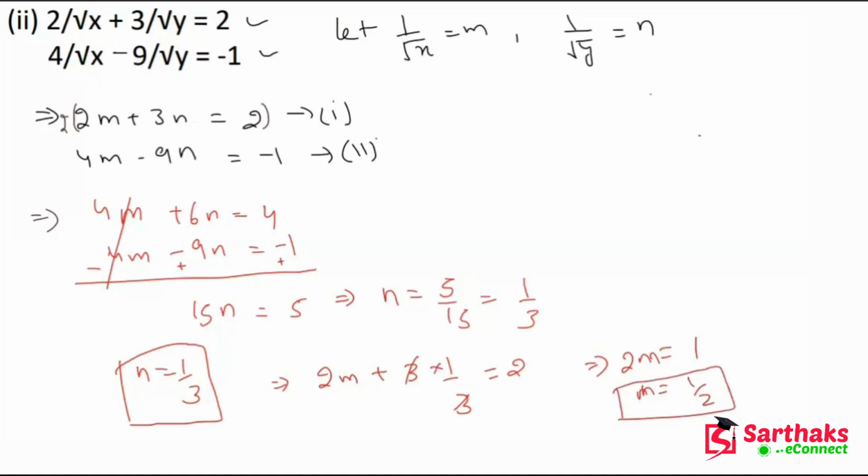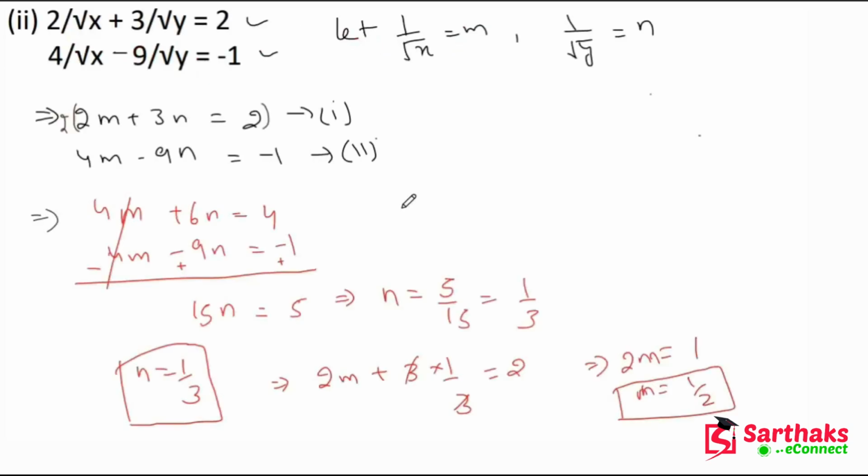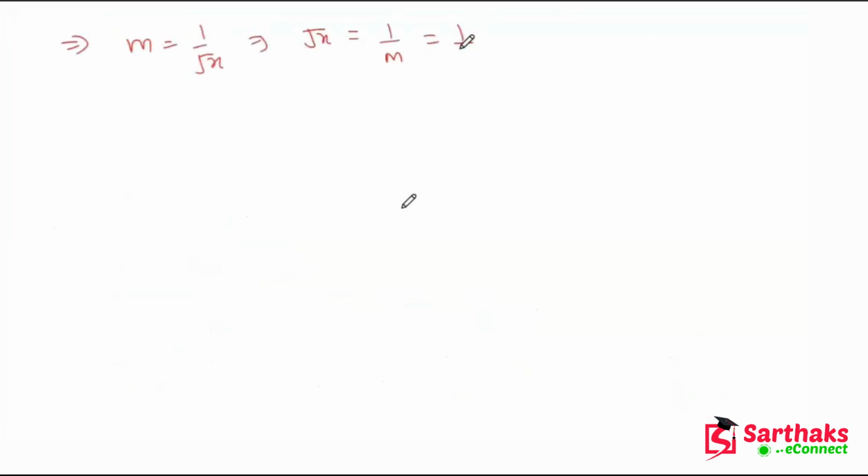What is 1 upon 2 now? So what is m? m is 1 upon under root x, which means what is the value of under root x? 1 upon m. So what is the value of m? The value of m is 1 upon 2. Yes, exactly, 1 upon 2. Then this 1 upon 2 becomes 2. Now under root x is equal to 2. Squaring both sides, we get x is equal to 4.